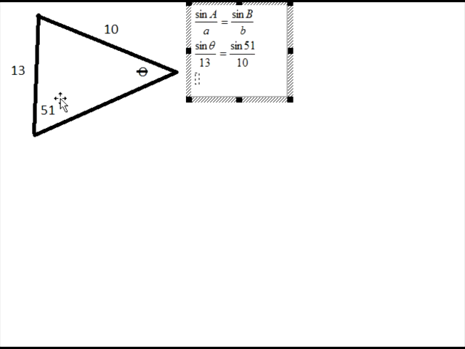Can everyone close their eyes, please, and put your head on your desk? Please raise your hand if you got that before I wrote that on the board. Okay, please raise your hand if you did not get that before I wrote that down on the board. Okay, for all my helpers, if you can hopefully watch what that was there. So I'm going to say sine theta equals 13 sine 51 over 10.